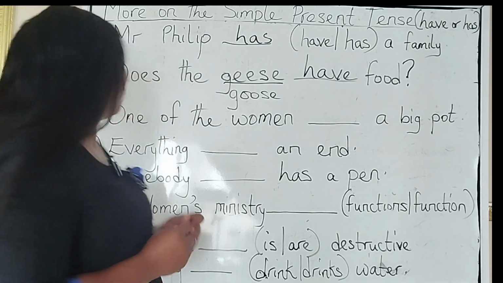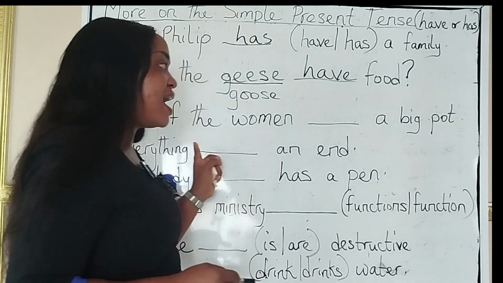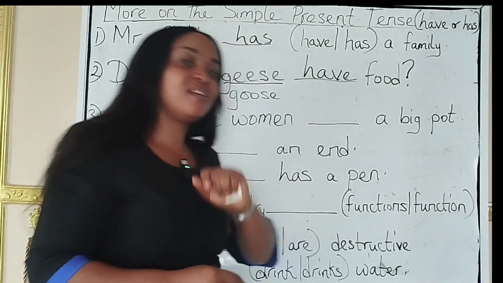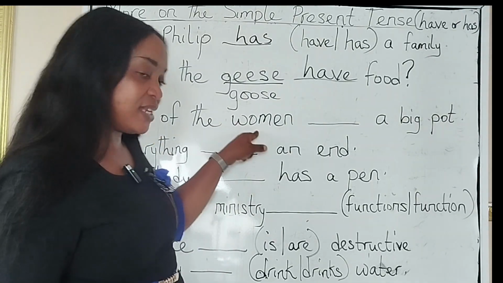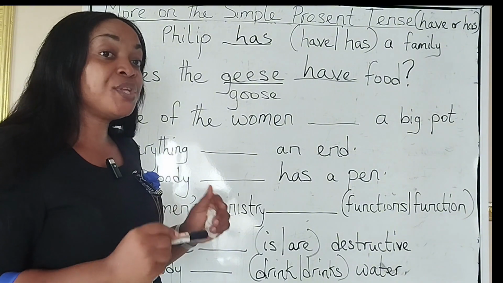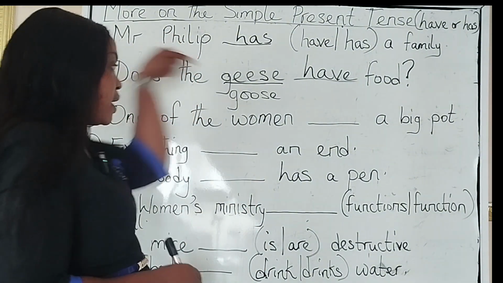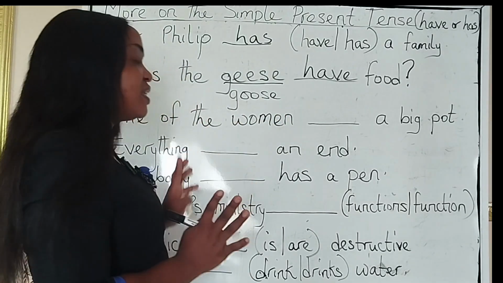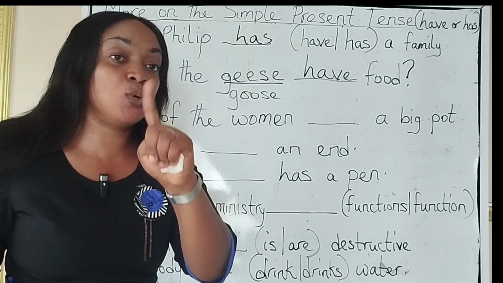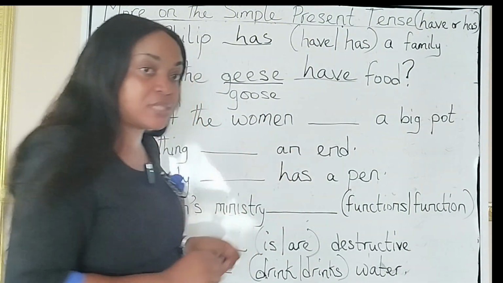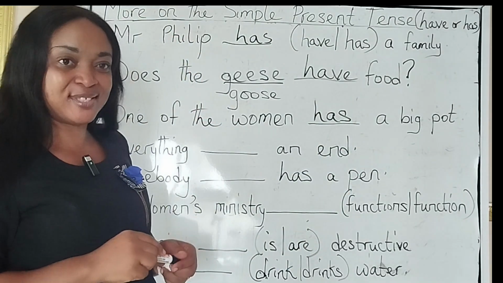Let's do this together. Number 3. One of the women has a big pot. Which one do you think is correct? One of the women. We are not going to work with women. We are going to work with one of. Whenever you have an expression like this and you hear one of the women, we are talking about one, not the general women. So we say one of the women has a big pot. I hope you're still there.